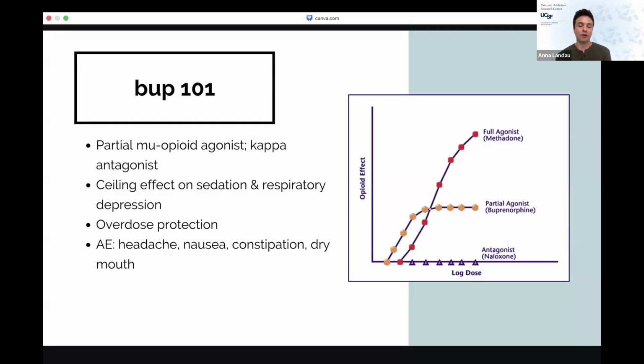So if we're looking here at this graph, we have a full agonist such as either methadone or fentanyl. And as we increase the dose, we see an increase in the opioid effect. Contrast that with buprenorphine, which is a partial agonist. Initially, when you increase the dose, you do have this increased effect, but eventually you hit a plateau. And despite how many milligrams of bup you give somebody, you're not going to further decrease their respiratory drive.